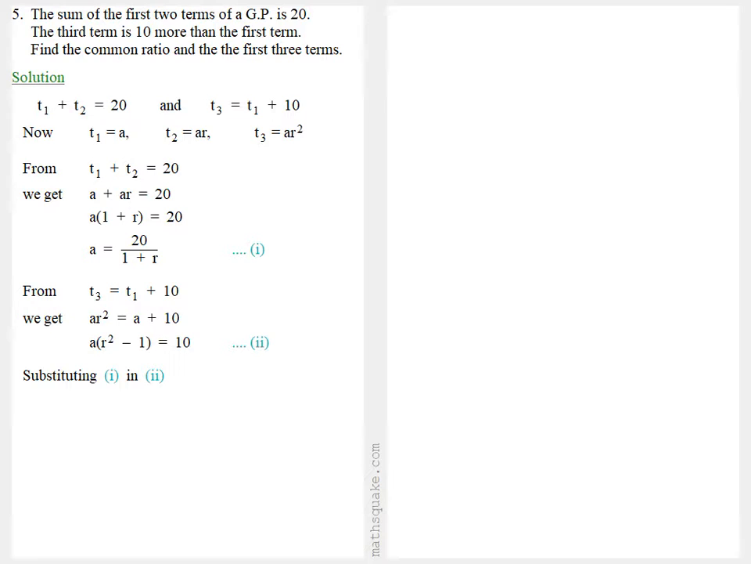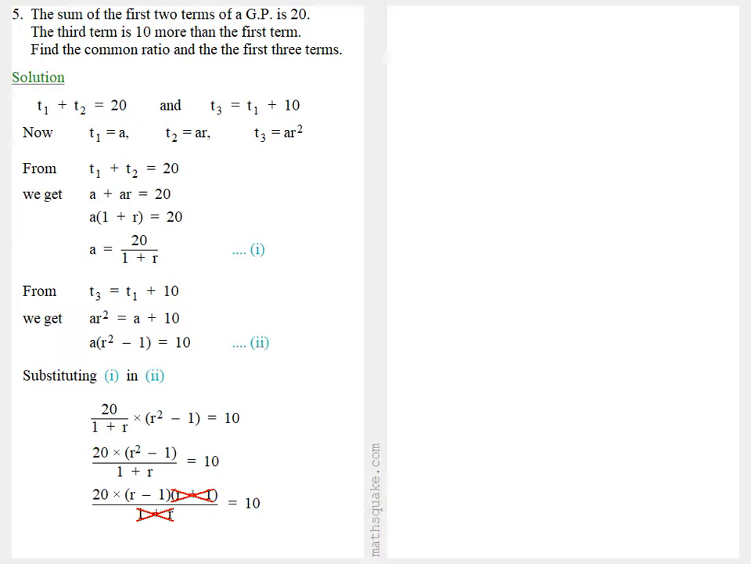And if we substitute equation 1 into equation 2, we get 20 over 1 plus r times r squared minus 1 equals 10. So 20 times r squared minus 1 over 1 plus r is equal to 10. Now r squared minus 1 factorises as r minus 1 into r plus 1. So we have 20 times r minus 1 times r plus 1 all over 1 plus r equals 10. Now we've got r plus 1 on the top and the bottom, so they cancel.